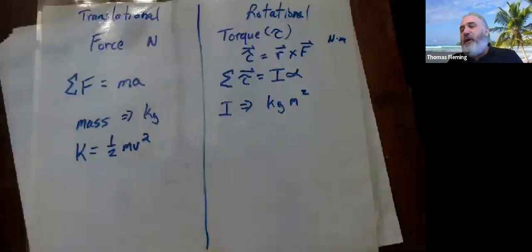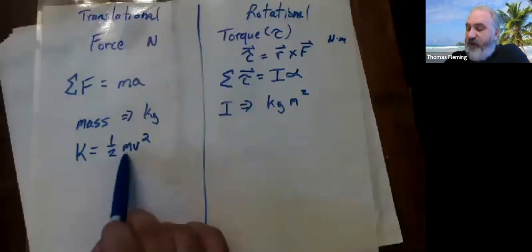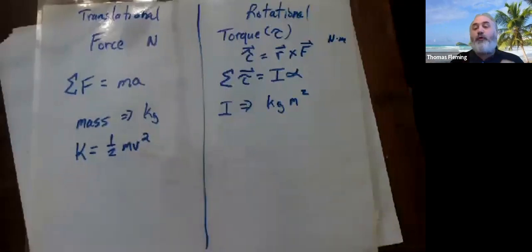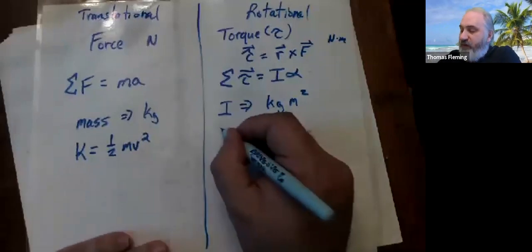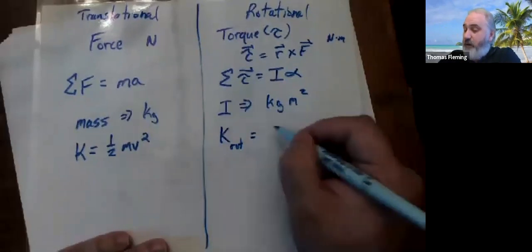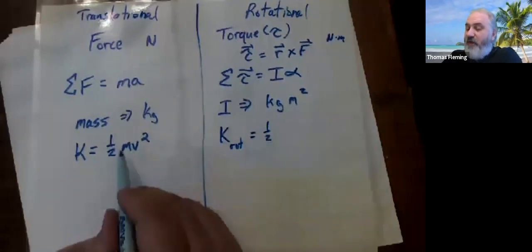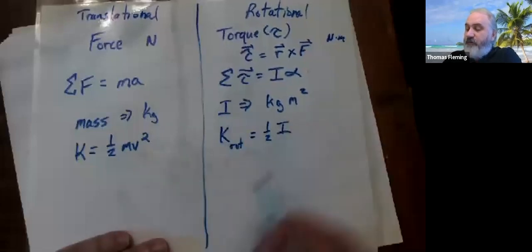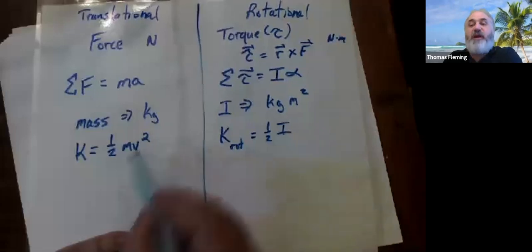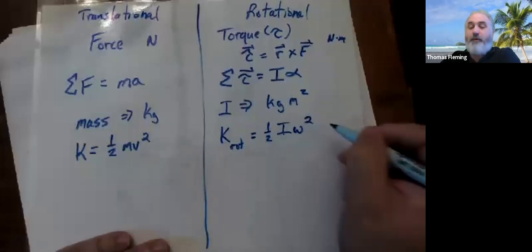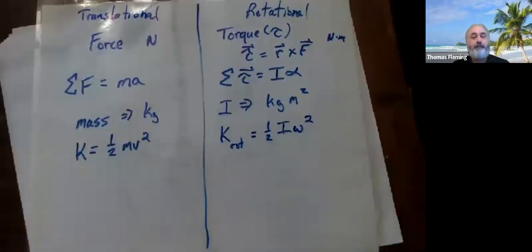And if I want to write an expression for that, it's super easy to do, because all I'm going to do is take the translational version of that expression and swap it out for the rotational equivalents. So the rotational kinetic energy is going to be 1/2 times not the mass, but the rotational version of mass, I, times not the velocity, but the rotational version of velocity, the angular velocity omega, squared. Super easy.